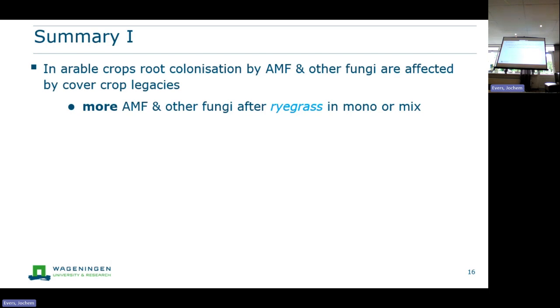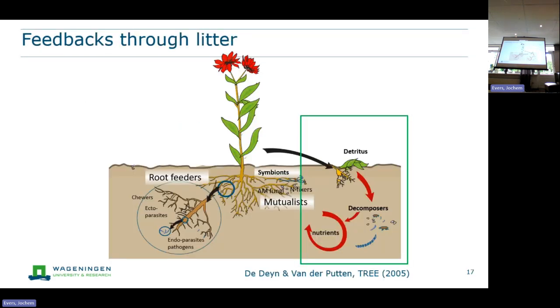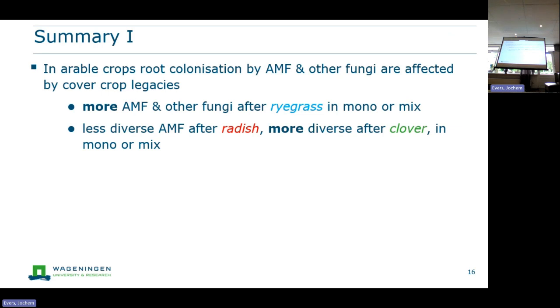But indeed, that is a selection effect: the most abundant crop in our mixture, grass and clover, was the grass. On the other hand, less diverse mycorrhiza after the radish, and more diverse after the clover. And again, it was similar for the monoculture or the mix. So mostly selection effects according to what we could see. Okay, that's just the first part of the summary.